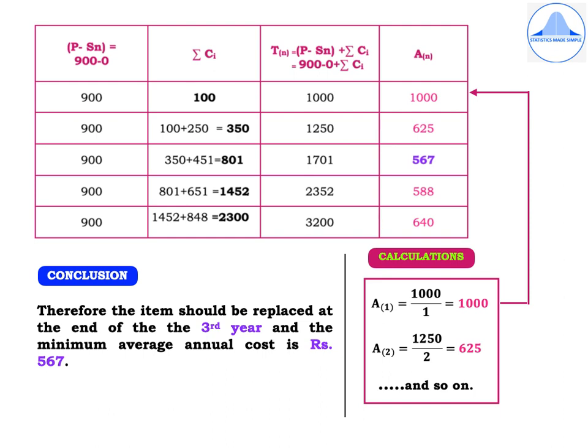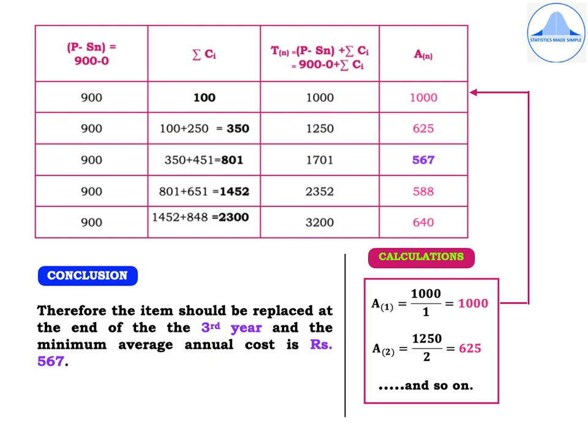Then we calculate Tn, which is equal to P minus Sn plus summation Ci, which is equal to 900 minus 0 plus summation Ci. Or in other words, these values are obtained by adding the first and the second column. So 900 plus 100 is 1000. Similarly, 900 plus 350 is 1250. Then we have 1701, 2352 and 3200. Then calculate AN. So the calculations are shown below the table, highlighted in the pink colored box.